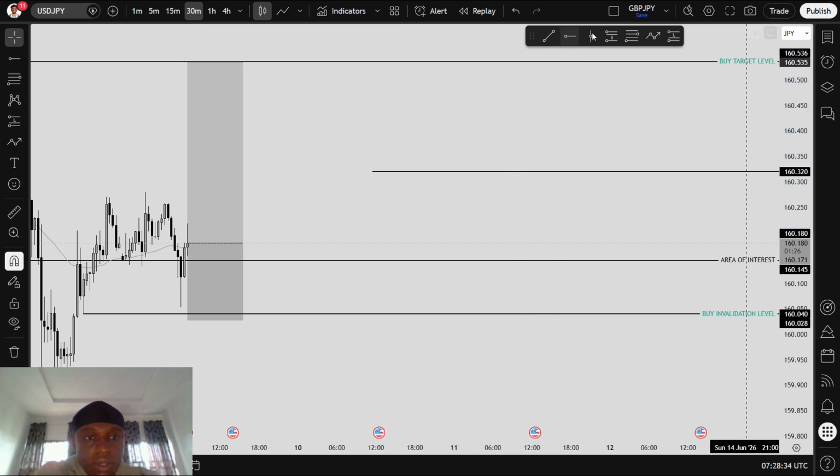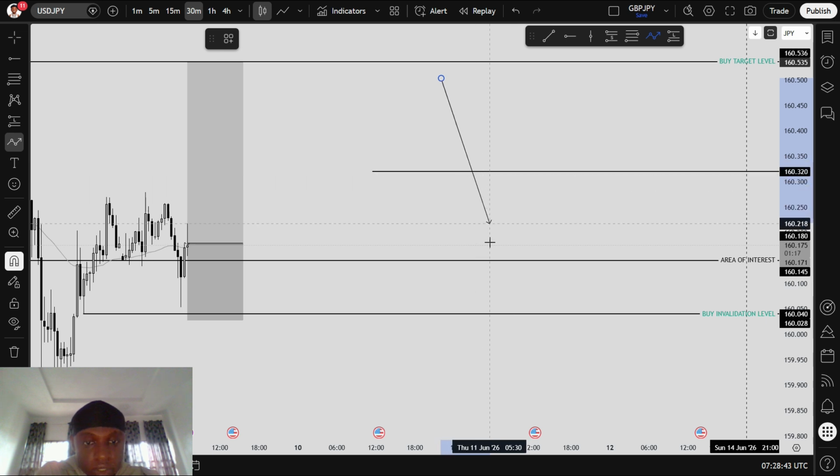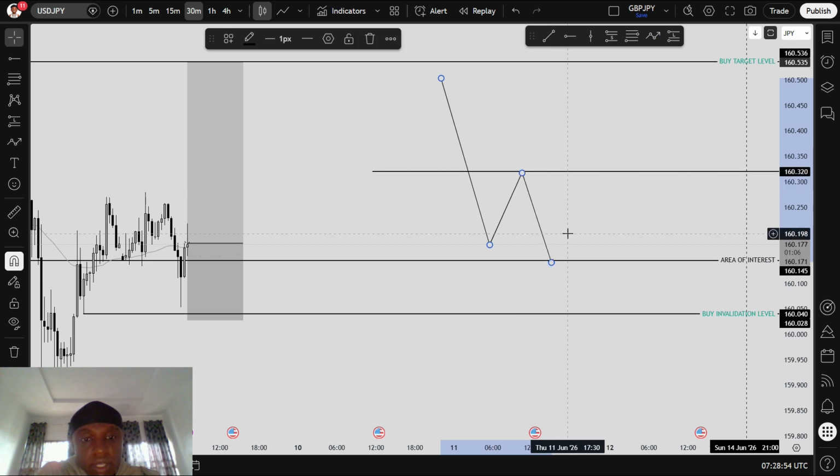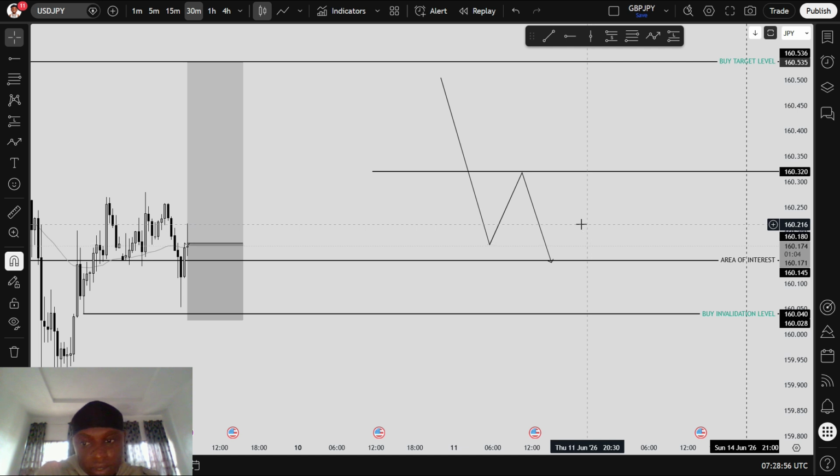I wait for price to break below a support level. Let's assume here is a support level now. Break below the support level, pull back to retest it as resistance. Then I'll look for a continuation entry from this point to the downside. So that's just the basic concept of the strategy, like pullback continuation.